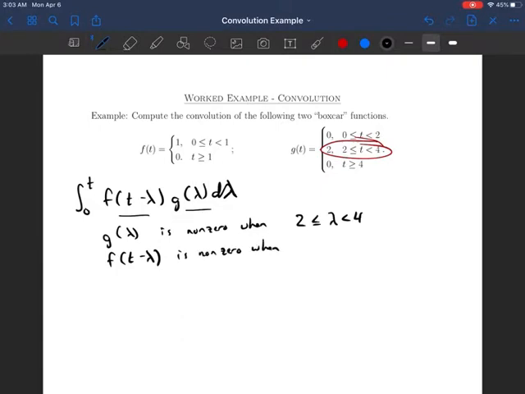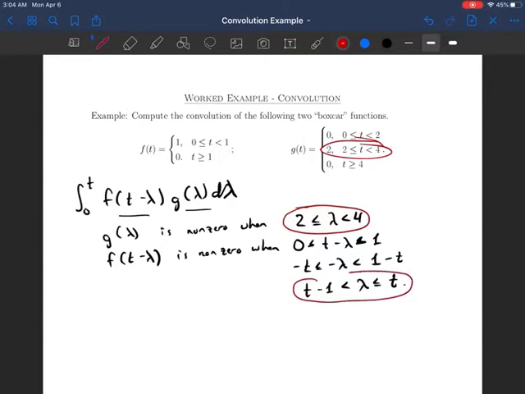0 everywhere else. Meanwhile, f of t minus lambda is non-zero when t minus lambda is between 0 and 1. That means that, well, let's solve for lambda here. We get minus t less than or equal to minus lambda less than 1 minus t. And then multiplying by the negative sign, t minus 1 less than lambda less than or equal to t. So the product is only going to be non-zero when both of these conditions hold. So we need both lambda between 2 and 4, and also lambda between t minus 1 and t.